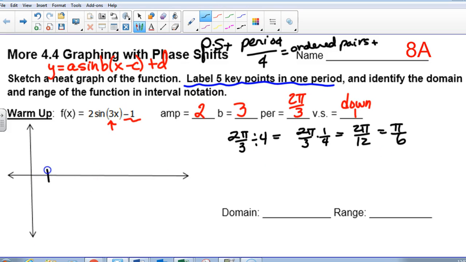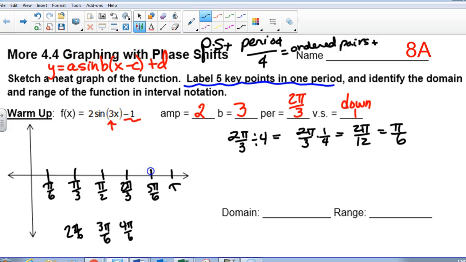We're going to count 1 pi over 6, 2 pi over 6. What is 2 pi over 6 though? 3 pi over 6, which will reduce to pi over 2, 4 pi over 6, 2 pi over 3. If we kept going, we'd have 5 pi over 6, 6 pi over 6, or pi. But this actually finishes a cycle by what? 2 pi over 3.